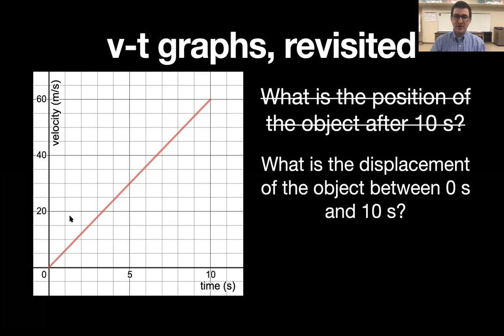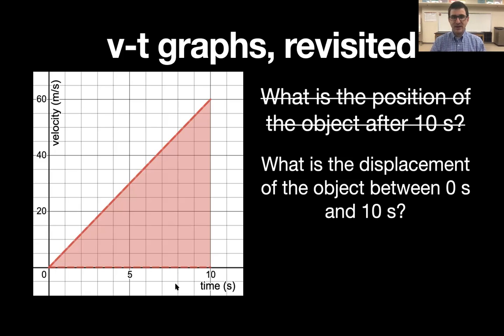But if we were to find the displacement of the object between 0 seconds and 10 seconds, what would we do? Hopefully we remember that the area between the function and the horizontal axis of a VT graph gives us the displacement, because that's basically knowing how fast the object was going for how long. When we find the area, which is velocities times the times, that's going to give us the displacement.